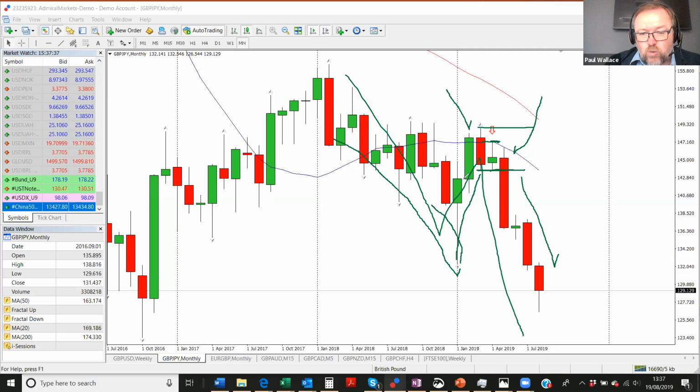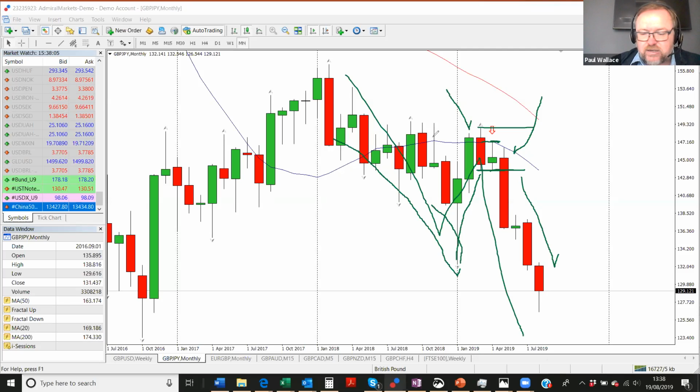That's a great example of a technical picture also colliding with the fundamental picture. The Japanese yen has been very strong because of global economic fears. Sterling has also had weakness because of Brexit shenanigans that continue to go on. So you had a technical setup that's been backed up by the fundamental, the geopolitical and the sentiment picture that has built.